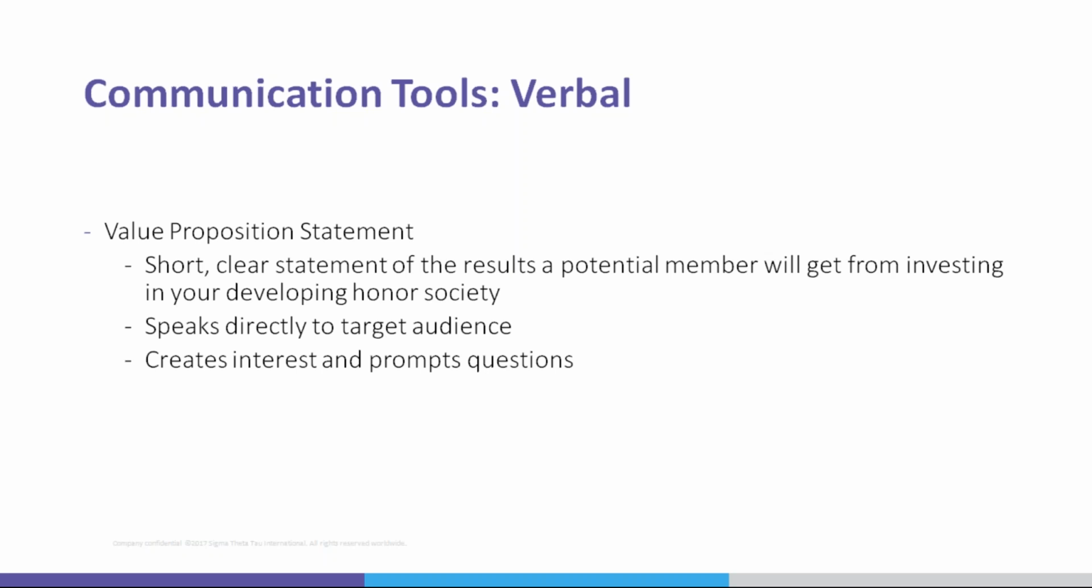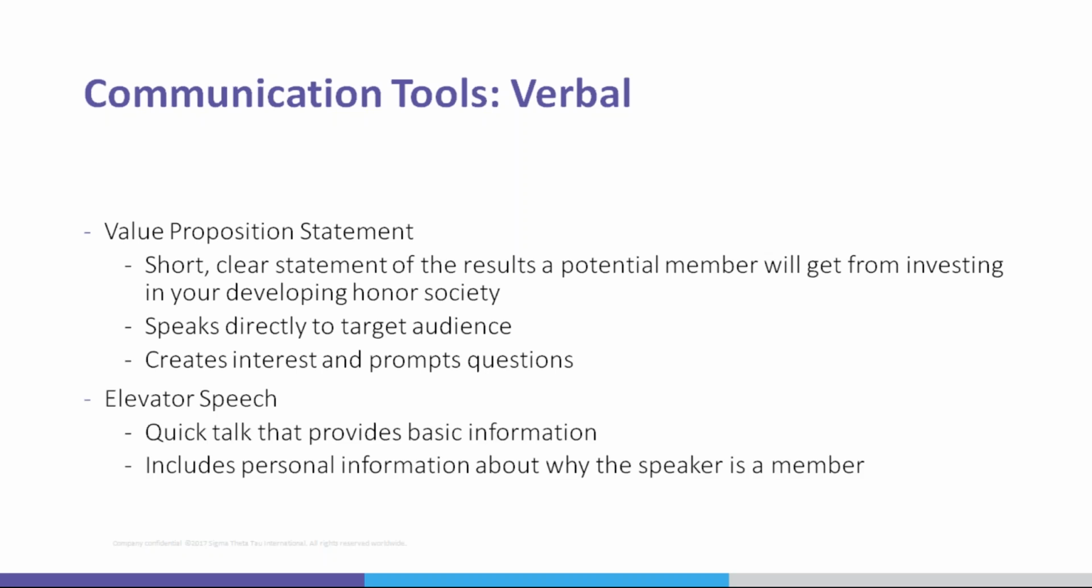Once you have created a value proposition statement, it will help each individual Honor Society leader develop their personal elevator speech. An elevator speech is a quick, 30-second or less, talk that provides basic information about the Developing Honor Society and the value proposition, along with personal information about why the speaker is a member. You will also find worksheets to help you develop your value proposition and elevator speech in the Spark items located on the Additional Resources page, and we will meet later to discuss how you can utilize these items.